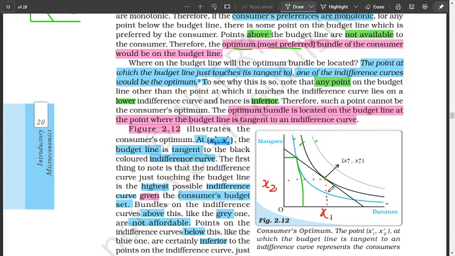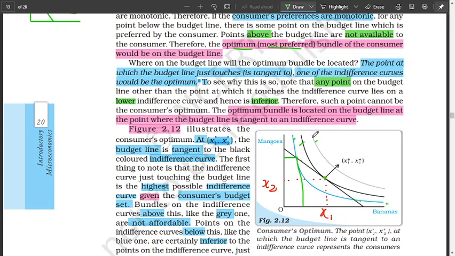By doing so, it means that he could buy x1 of bananas and x2 of mangoes. These will be the bundles of mangoes and bananas, and at the same time all the money is spent. We remember the budget set. This will be one of the budgets. He can choose here, he can choose here, but they will not give him the maximum satisfaction. Only the one that is tangent is the optimum position, the optimum bundle.